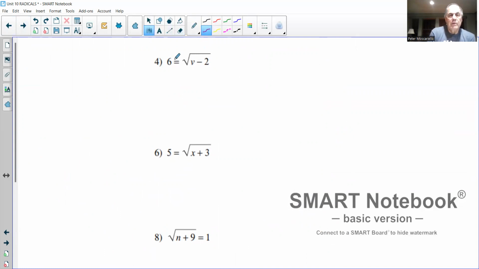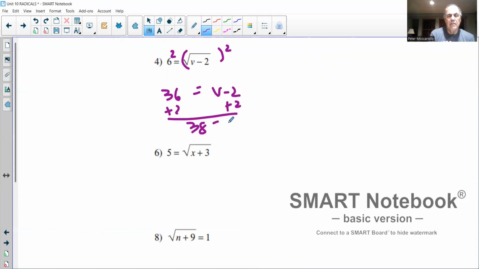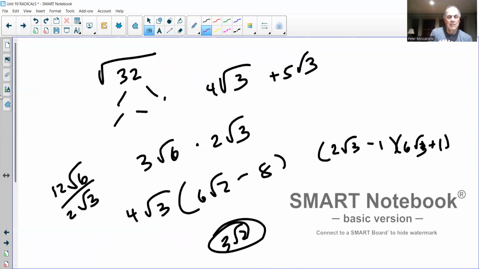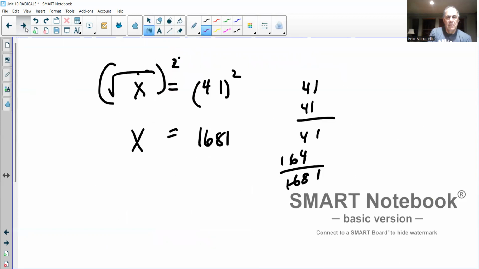So number 4, the square root's by itself, just square each side. 36 equals v minus 2, add 2, v equals 38. Number 5, same idea, isn't it? Square each side, you get 25, x plus 3, x equals 22. Nice. Couple more.